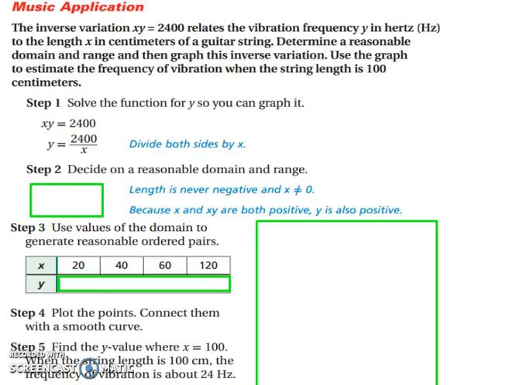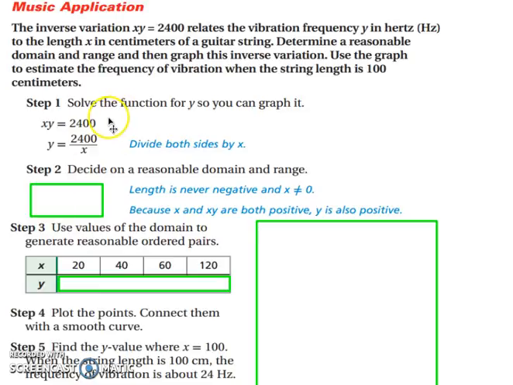The inverse variation, xy equals 2,400, relates the vibration frequency y in hertz to the length x in centimeters of a guitar string. Determine a reasonable domain and range, and then graph this inverse variation. Use the graph to estimate the frequency of vibrations when the string length is 100 centimeters.